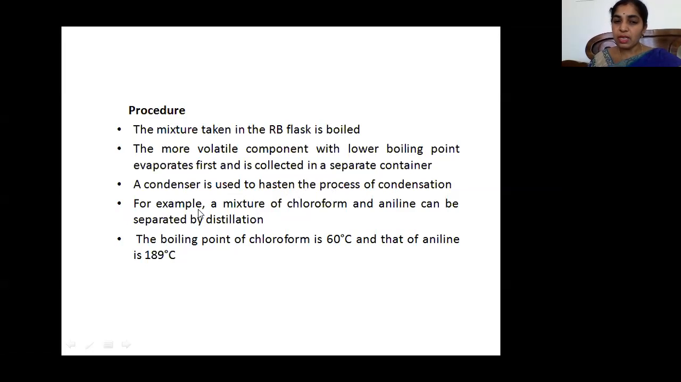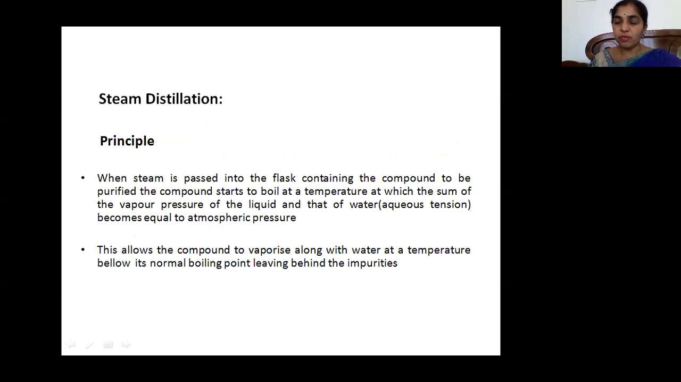For example, say you have a mixture of chloroform and aniline to be separated by distillation. You should know that chloroform has 60 degrees Celsius as its boiling point, whereas aniline's is very high, that is 189 degrees Celsius. So the two boiling points are very much different. As a result, by this method, we can easily separate aniline as well as chloroform.